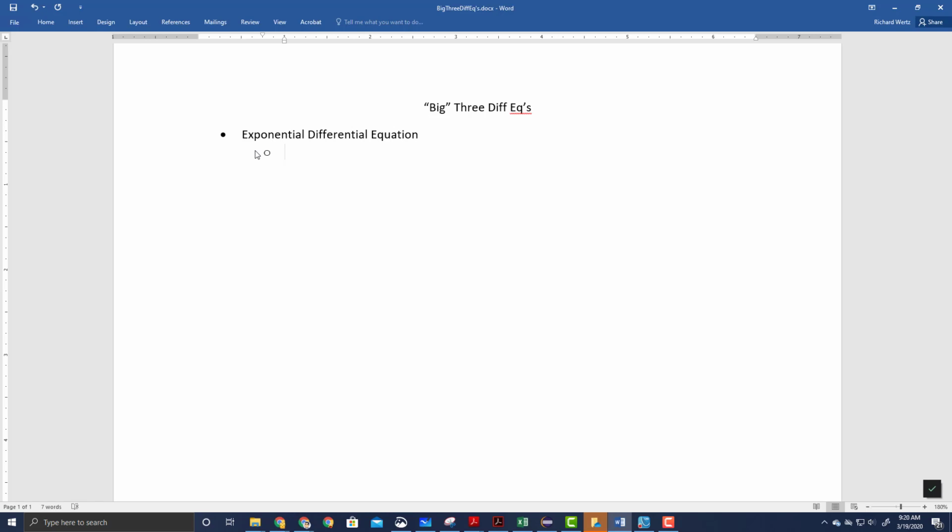And the statement of the exponential differential equation is that the rate of change, growth, is proportional to the population. So in other words, the instantaneous rate of change of the quantity is proportional to the quantity. We'll say of a population.